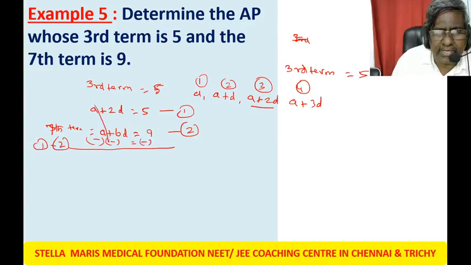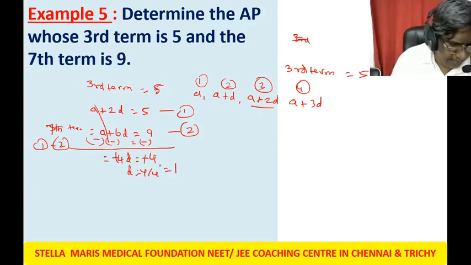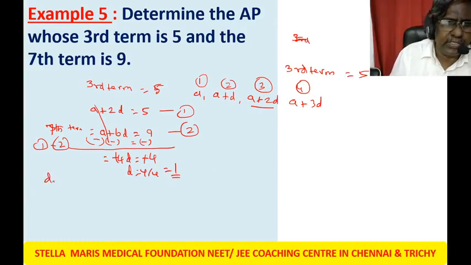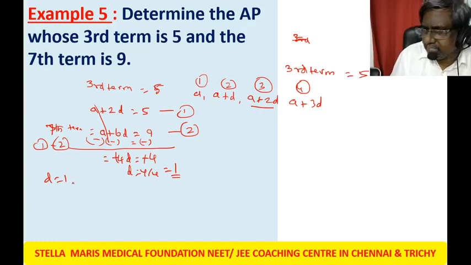A minus A gets cancelled. Plus 2D minus 6D will give you minus 4D. That is equal to 5 minus 9, which is minus 4. The minus signs get cancelled. D is equal to 4 by 4, that is equal to 1. So you are getting D as 1. Then we will find out what A is.